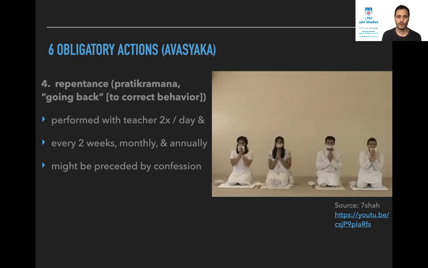It's supposed to be performed with your teacher twice per day, and then every 2 weeks, monthly and annually on a grand scale. One of the examples of this is during the festival of Paryushan every year in August or September, when the Jains ask for forgiveness from one another and reflect on their past behaviors and make right and try to move forward with a better intention for how they will live the Jain life going forward.